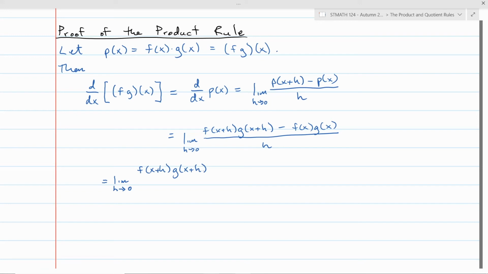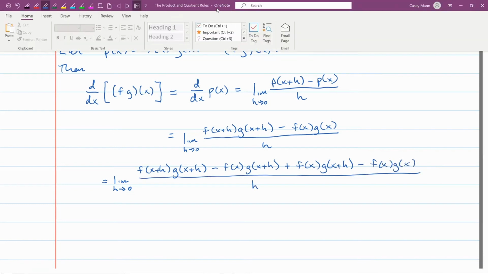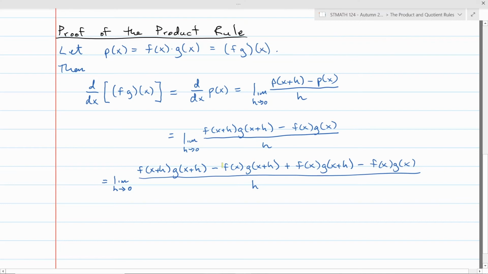So let me think about how it goes here. I think we want to subtract f of x times g of x plus h, and then add that, f of x, g of x plus h, and then I'm still going to have that f of x, g of x term. So what I did was, in the middle of the numerator, here in yellow, I added 0, which we all know is perfectly okay, it doesn't change the value of something.